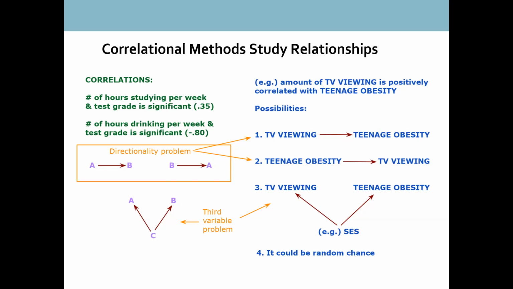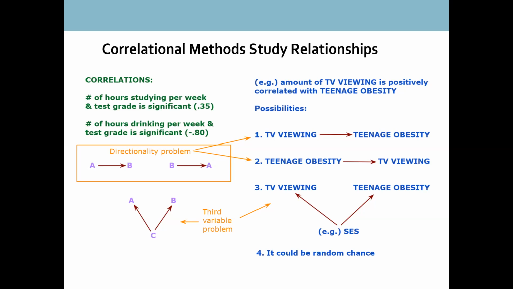Ignoring the sign for a moment, positive versus negative, the closer the number is to 1 or to -1, the stronger the relationship. So in these two examples in green, you can see that the number of hours studying per week is related to test grade with a correlation coefficient of 0.35. The number of hours of drinking per week and the test scores are related with a correlation coefficient of -0.8. Because 0.8 is closer to 1 than 0.35 is, and once again, you just ignore the sign when you look at strength. So 0.8 is higher than 0.35.